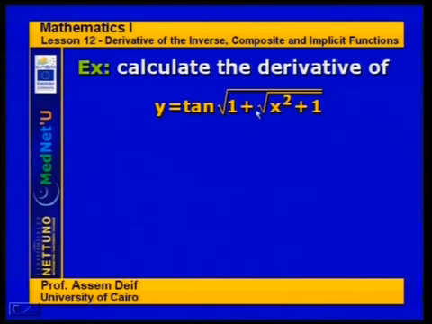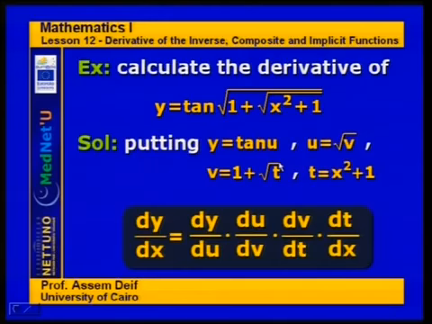Same thing here. You have a composite function of many functions. You have x squared plus 1, the square root of this, then the square root of 1 plus this, and then the tangent of this. So the best thing is to do the following substitutions. First, you substitute x squared plus 1 equal to t, then you have square root of t plus 1, which you assign to v. Now you have the square root of v, which you call u, and finally tangent of this square root is equal to tan u.